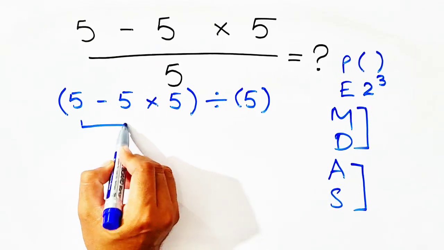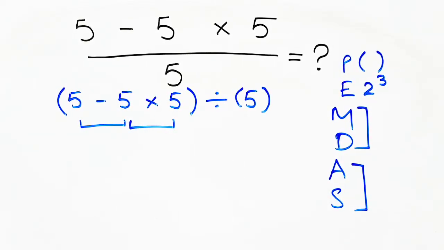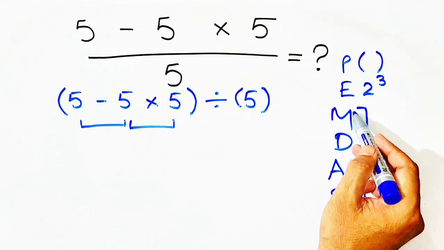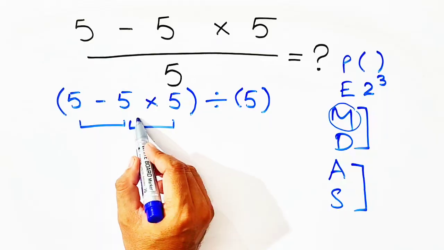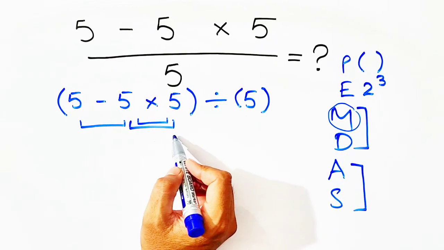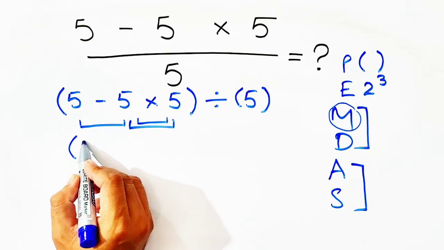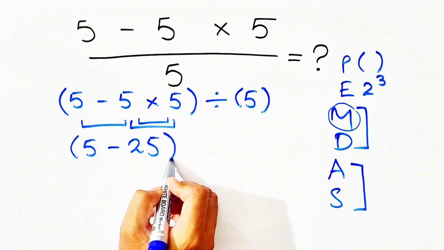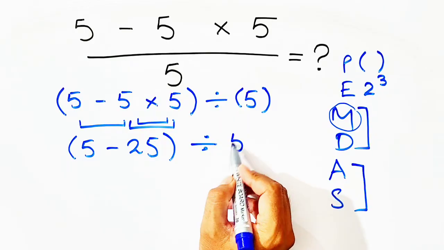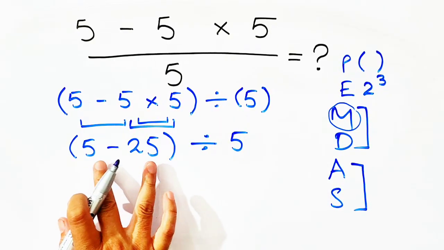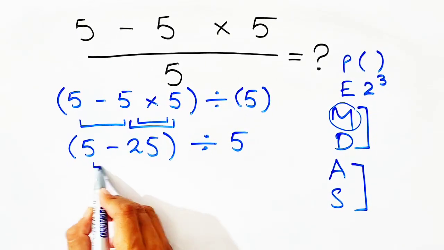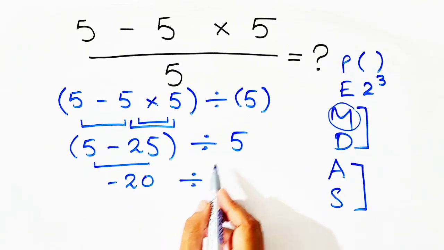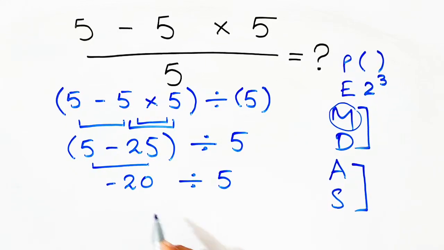We have subtraction and multiplication. Which operation should be performed first according to PEMDAS? That is multiplication. It means this one is to be preferred. We will get 5 minus 25 divided by 5. Okay, now 5 minus 25 gave us minus 20, divided by 5.